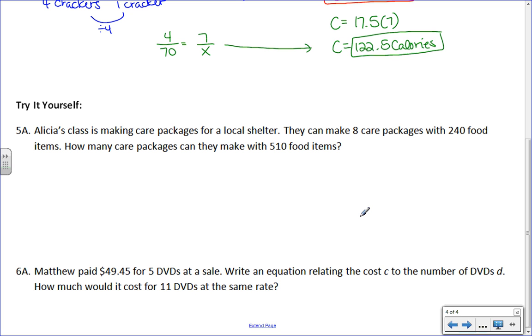Okay, for 5A, it asks how many care packages can they make with 510 food items? And you should have gotten 17 care packages.